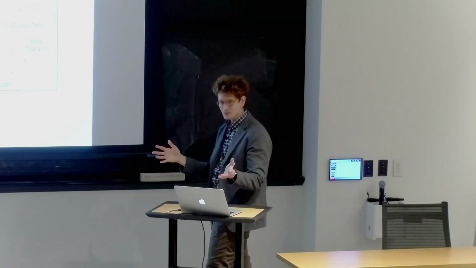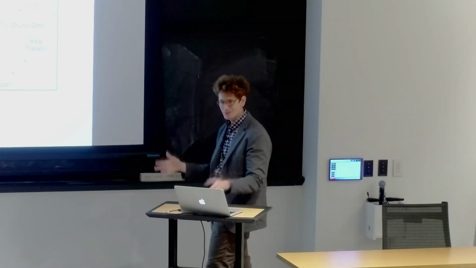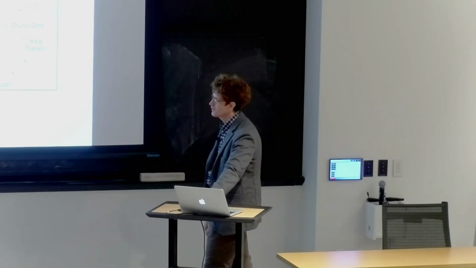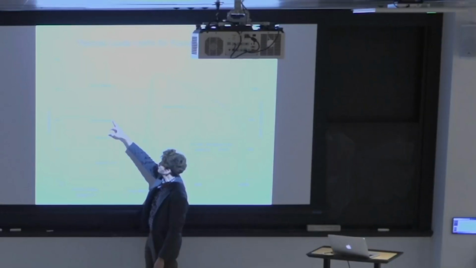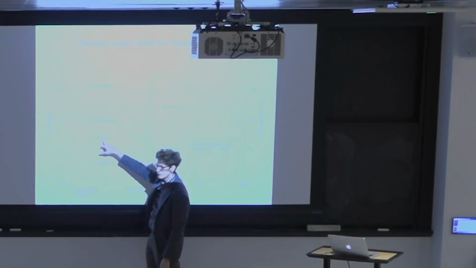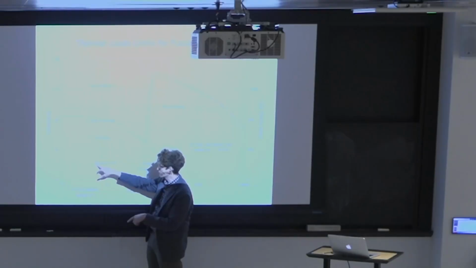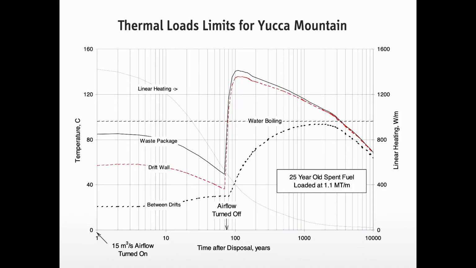So changing the waste form to something that's smaller volume or vitrifying it doesn't help. It's still the same isotopes, same number of atoms and the same amount of heat. So here are the thermal loads for Yucca Mountain. Here's the temperature of the waste package, the temperature of the wall of the tunnel, and the temperature right between the two tunnels in the middle.